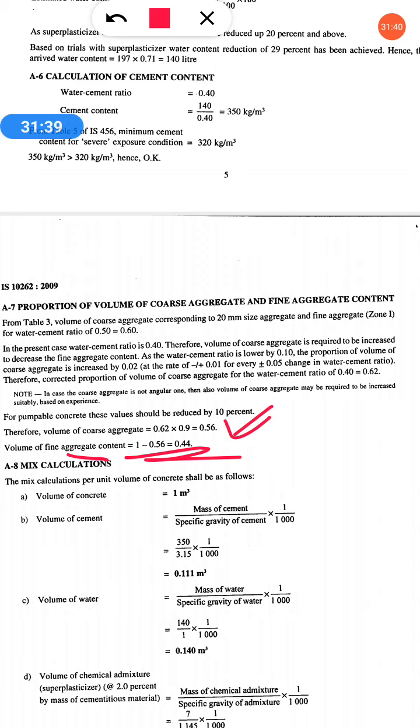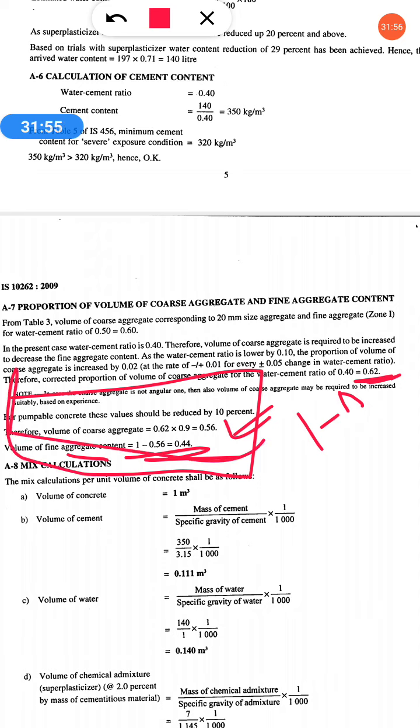If it is not pumpable concrete, then you have to end the question here. This will be your final: 0.62 for coarse aggregate, then 1 minus 0.62, that is 0.38, for fine aggregate if pumpable is not given. If pumpable is given, then only you have to consider this thing. Okay, now the main part is mix calculation, because from this step you have calculated the proportion of volume of coarse aggregate, but we have not yet got the mass of coarse aggregate and mass of fine aggregate.